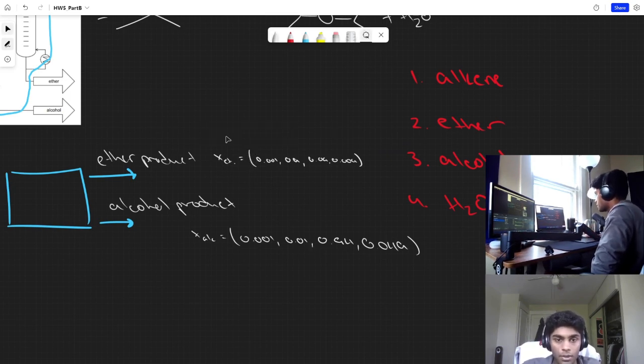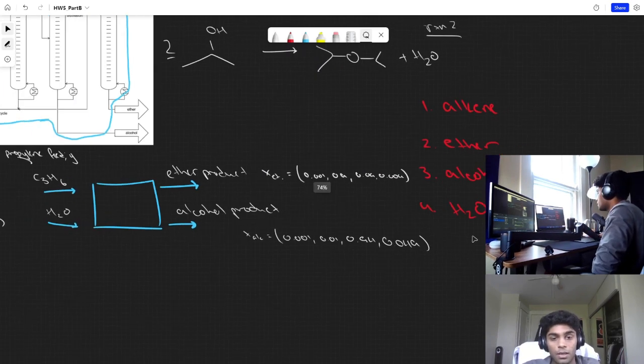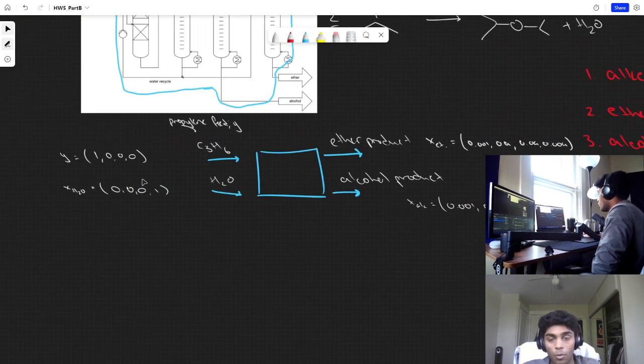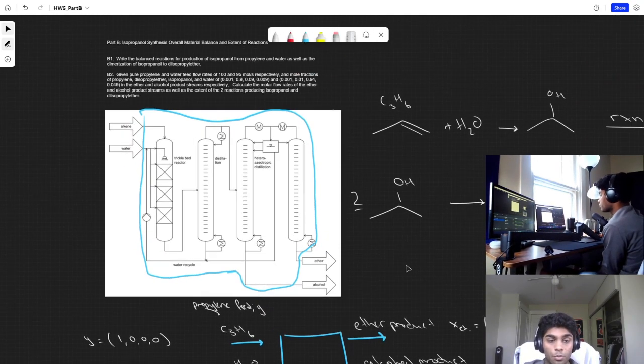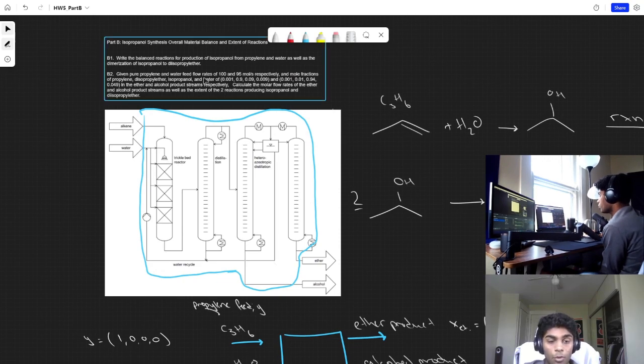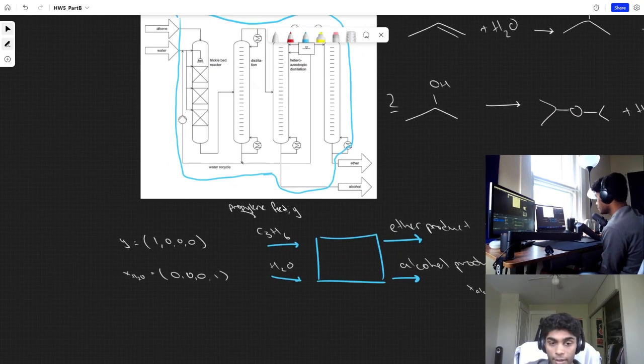I'm going to make this a little bit bigger just so it's easier to see. There we go. And so now we have specified the values for the mole fractions for each of these components. One more thing that was specified in our initial problem is we have propylene and water feed flow rates of 195 moles per second. So we can also put that in there. Use a different color to make sure it's a little bit easier to see though. So our propylene is at 100 mole per second, and our water is at 95 mole per second.